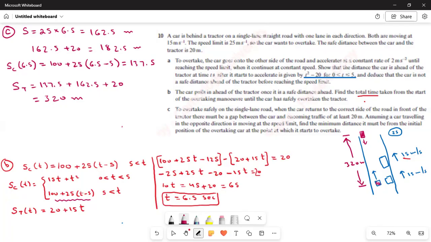Okay, then we will safely come here, accelerate, then overtake this car and come back to our lane, and the minimum distance was still 20 meter. Okay, so it was an interesting question.